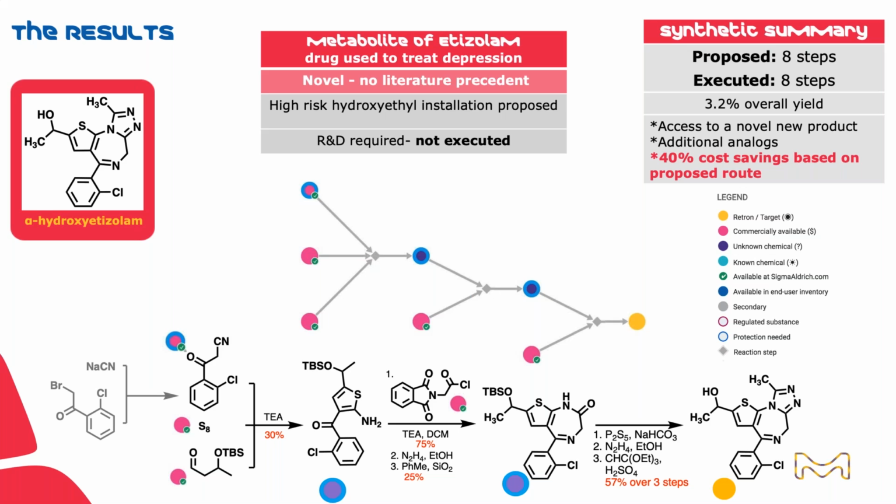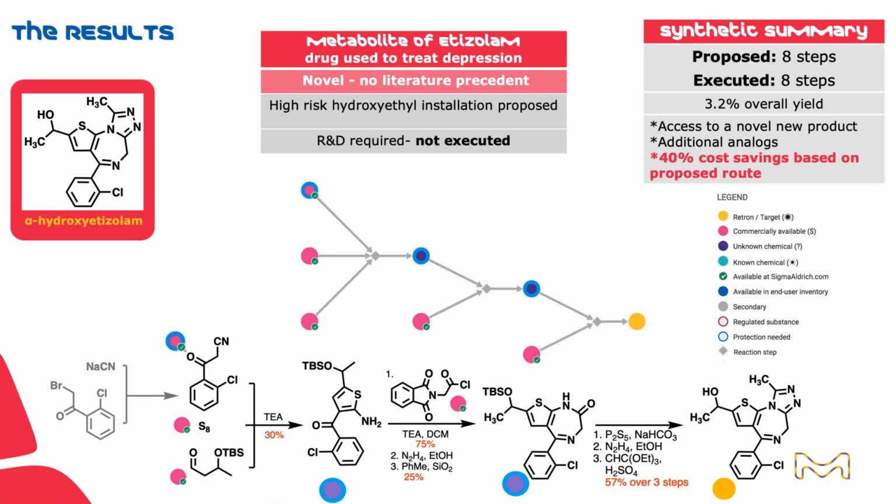This is of course a modest yield, but was a significant result since this was a compound that didn't have any published synthesis and now allowed us to add that as a new product in the portfolio. We also were able to access additional analogs using parts of the route, and it represented a 40% cost savings over that route that had originally been proposed by the chemist. So really a significant result for us.